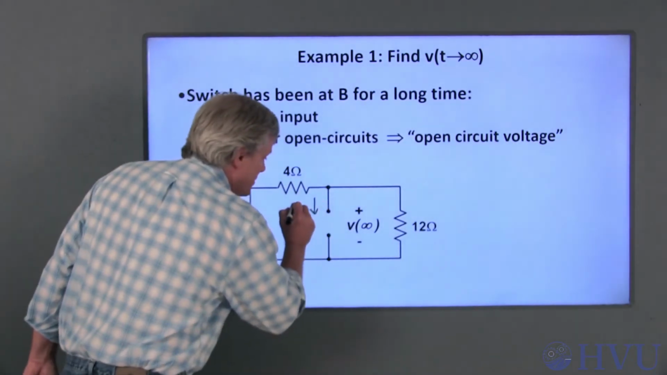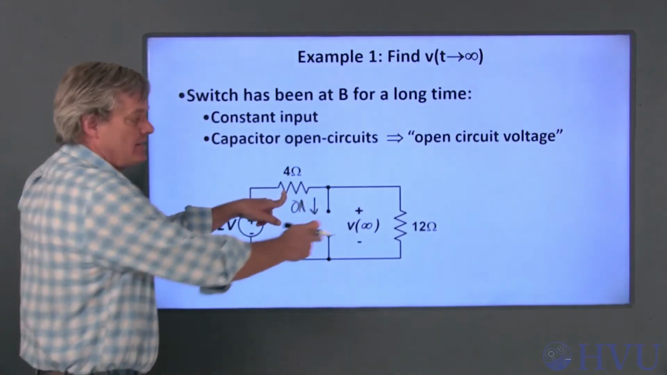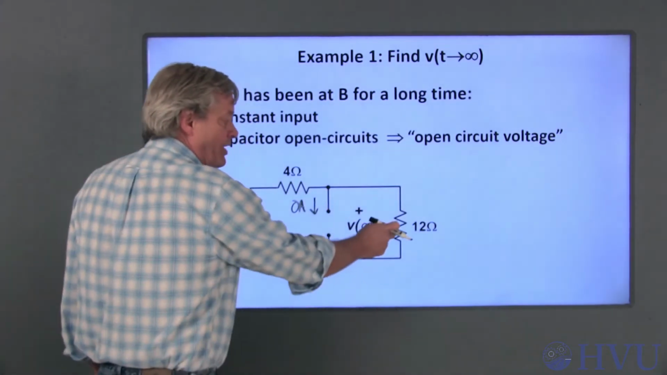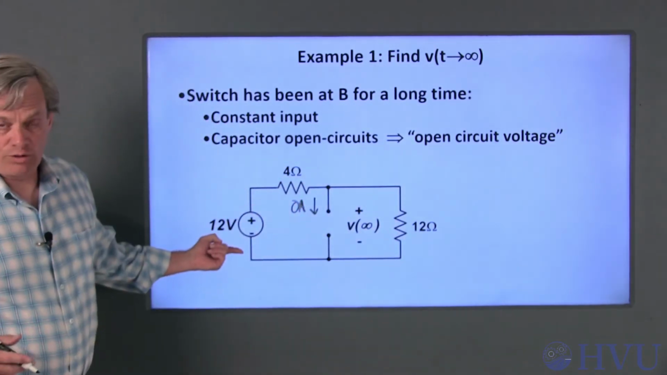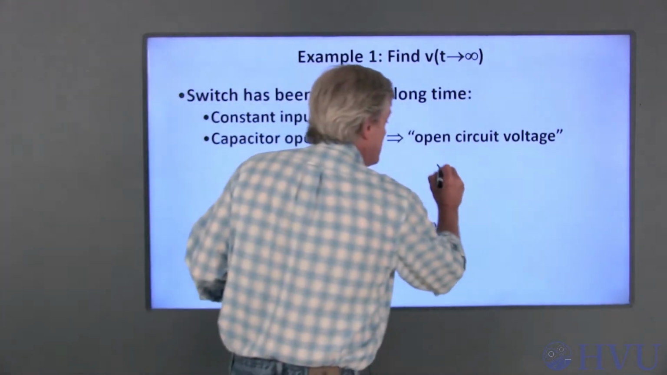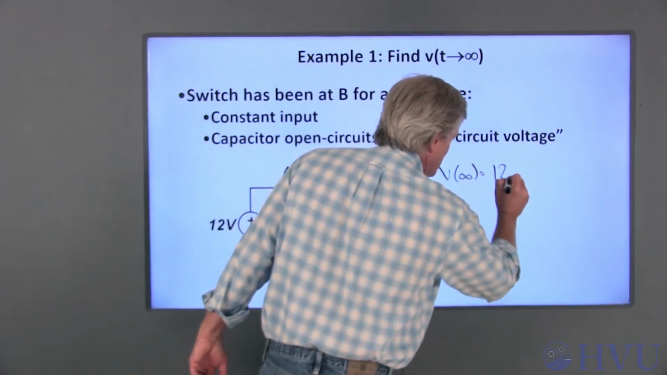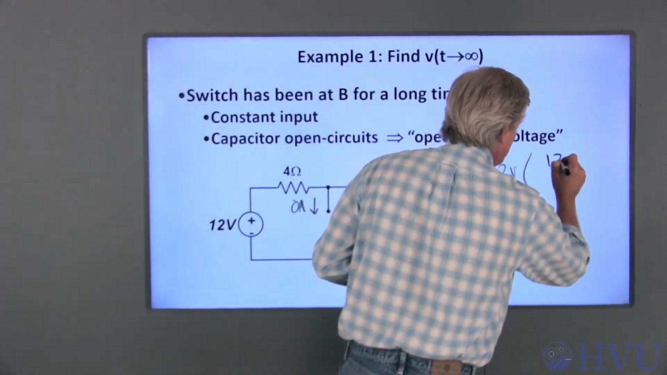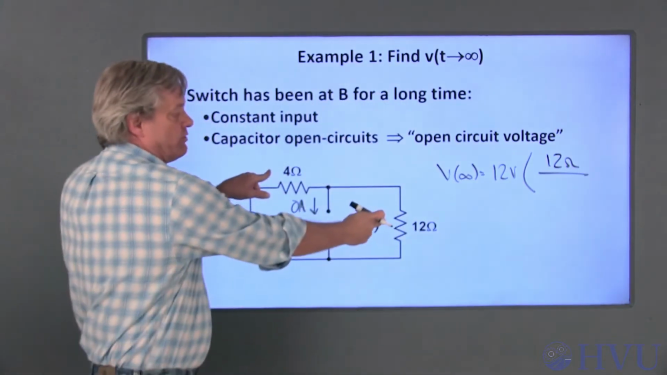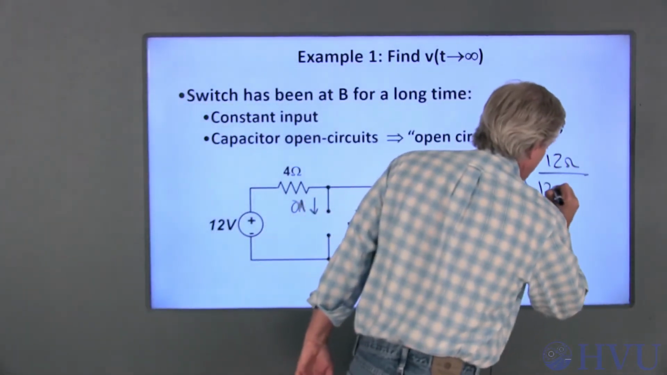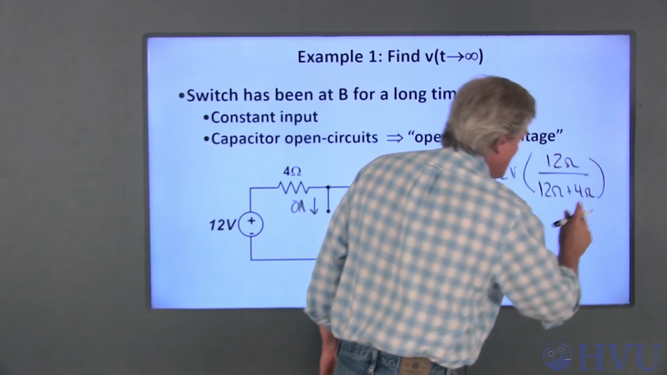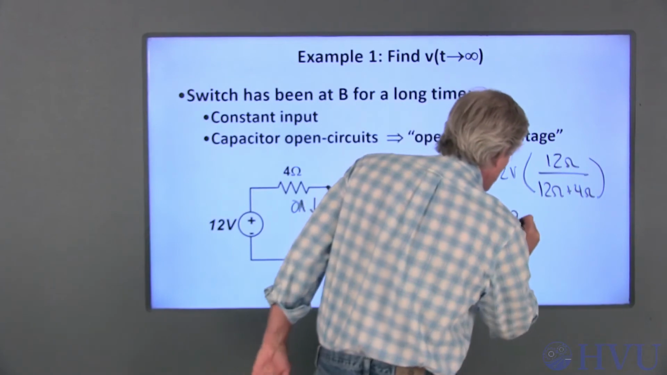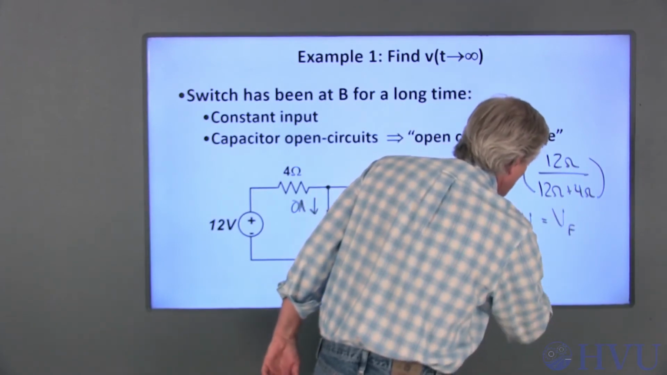Since this is an open circuit, this current is 0, and these two resistors share the same current. They're in series. We want the voltage across one of the series resistors, and we know the total voltage. That's a perfect voltage divider. So V at infinity is the total voltage, 12 volts, times this resistance, 12 ohms, over the sum of the two resistances, 12 ohms plus 4 ohms. So V of infinity is 12 times 3/4, which is 9 volts, which is VF in our equation.